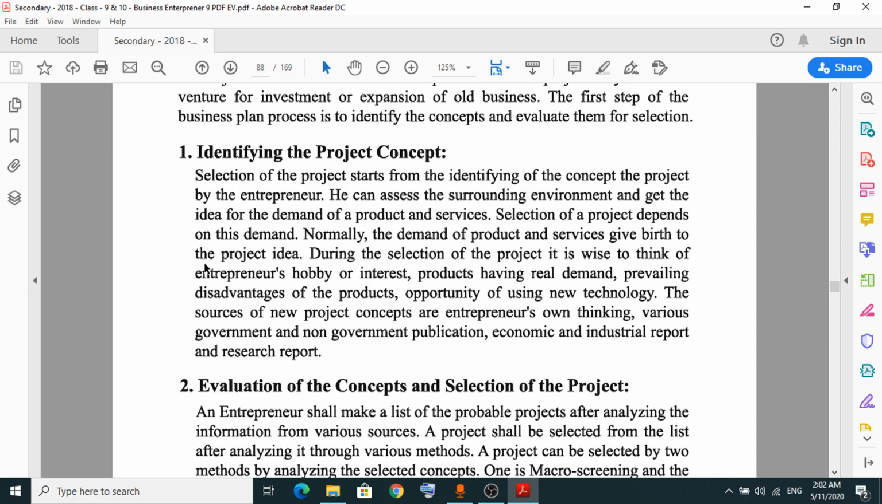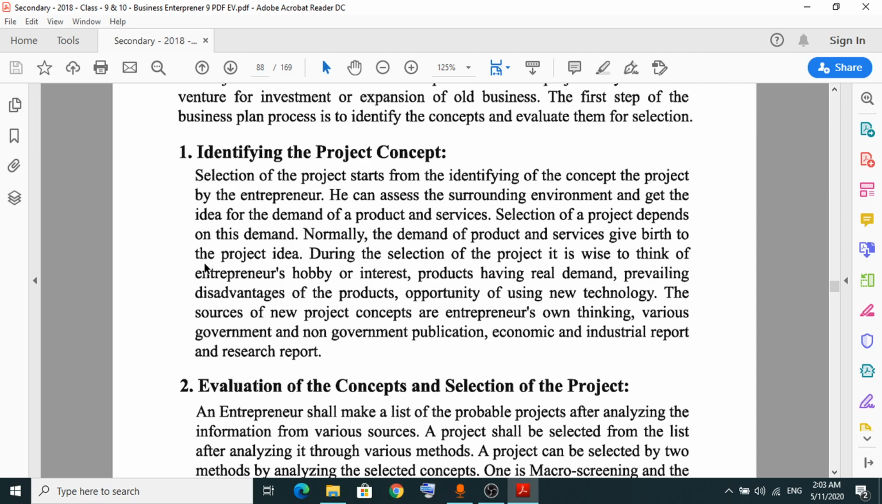That means, if you want to open up a fast food shop in your area, you have to find out the local demand of your fast food item. If there is no demand of fast food item, that means you cannot set up a business on this area based on a fast food. So that means demand of a product or service actually gives birth to the project idea.